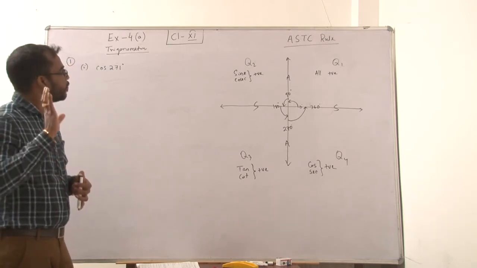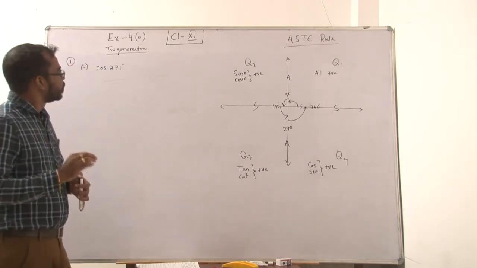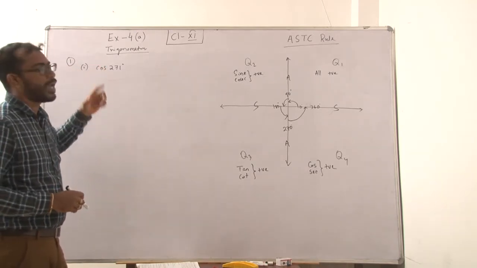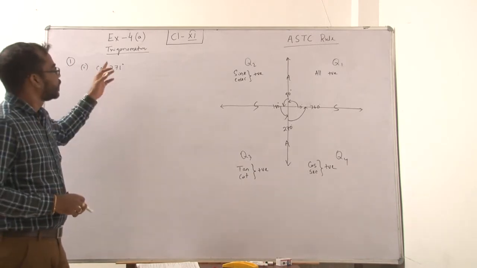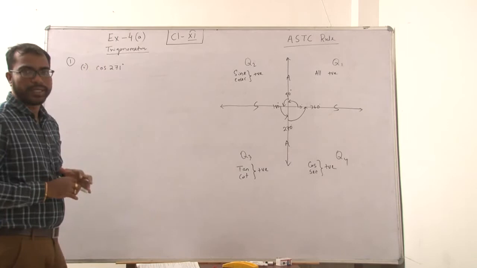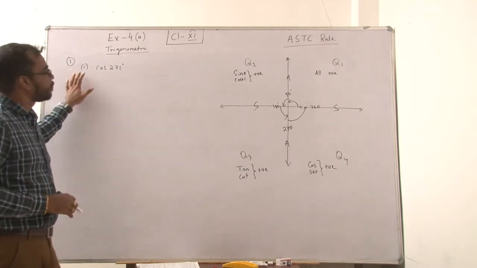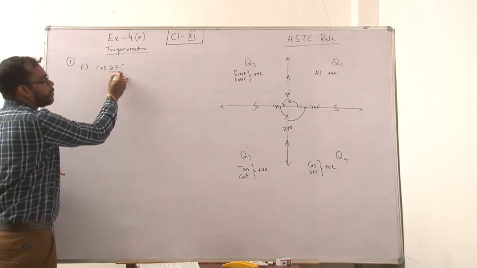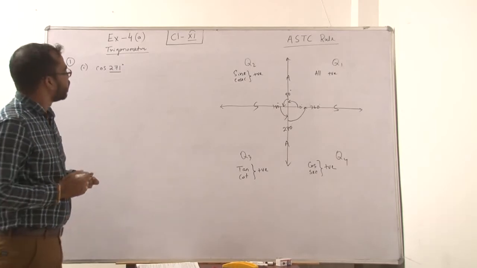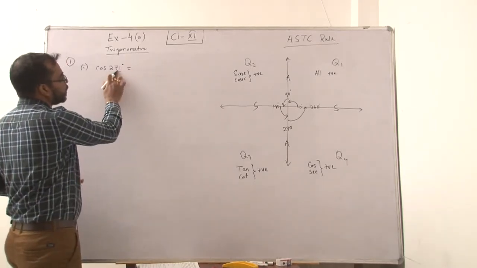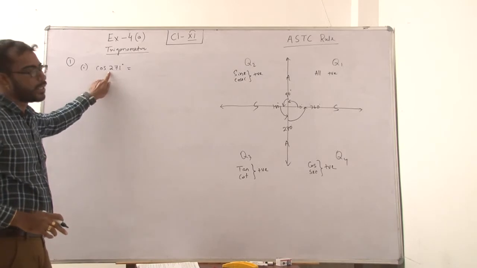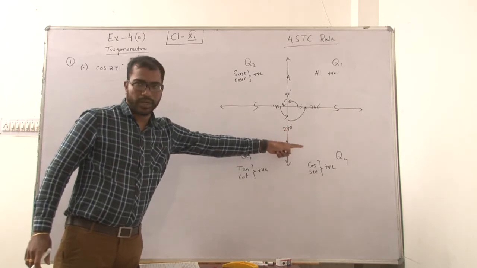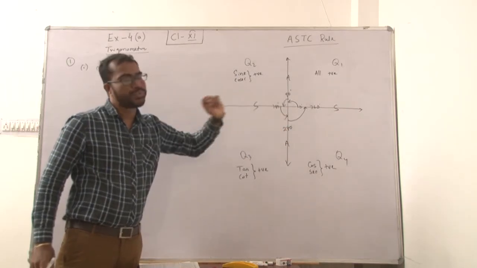Already we have discussed this rule, but today we work out some problems from exercise 4A, which is a chapter of trigonometry. So question number 1, the first bit, cos 271 degrees. First of all, we have to identify the angle. Here you can see 271 degrees. 271 degrees lies in the fourth quadrant, because the fourth quadrant is 270 degrees to 360 degrees.